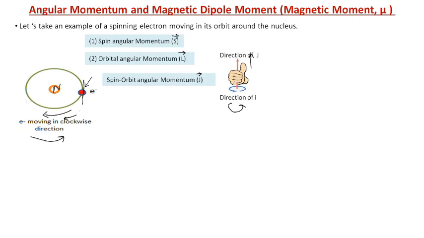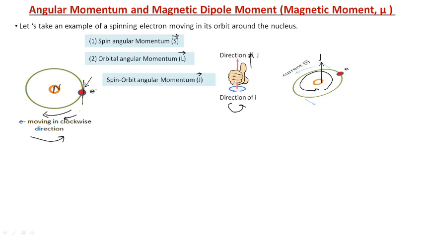Now, this J can be considered like this. If our moving electron is in the plane of the paper, then the direction of J is perpendicular to that. After this angular momentum, we will come to the next term, which is magnetic dipole moment or magnetic moment.